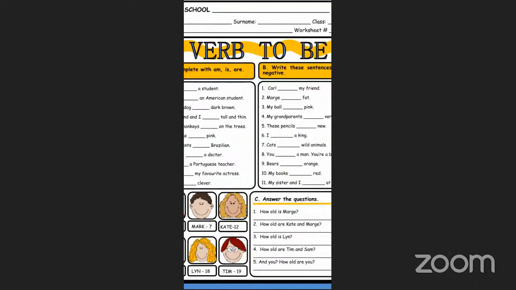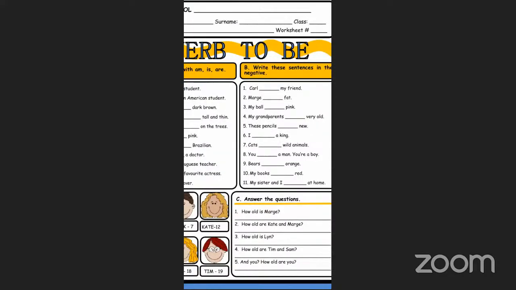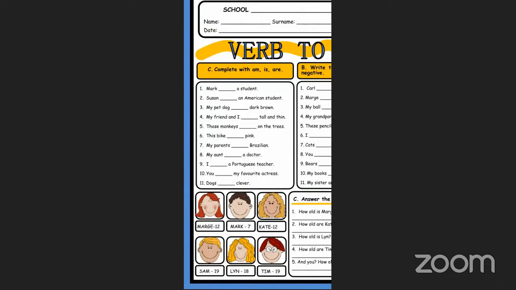Then number 3. How old is Lynn? Yes, she is 18. She is 18 years old. The next one. How old are Tim and Sam? Tim and Sam. 18. Yes. So you can give the answer. They are 18 years old. Right. Then the last question.